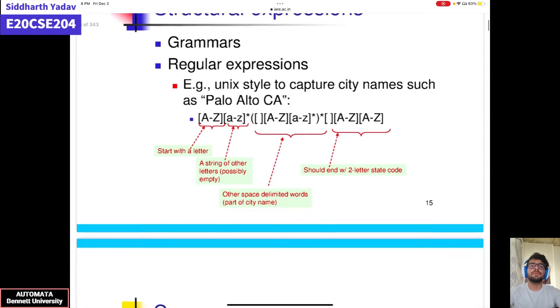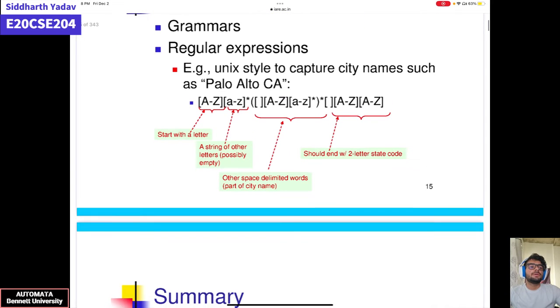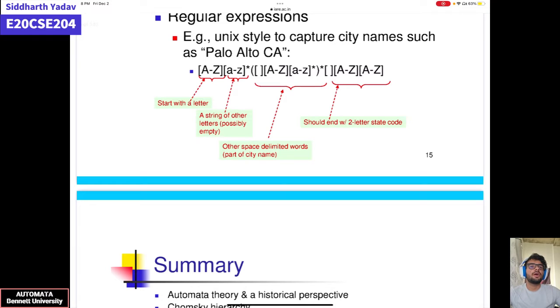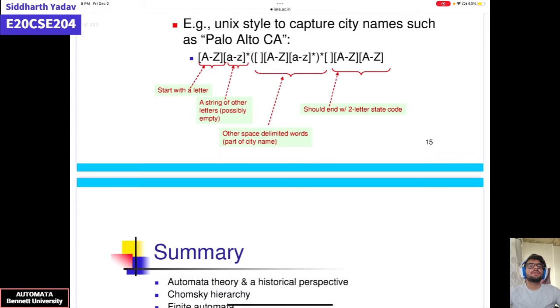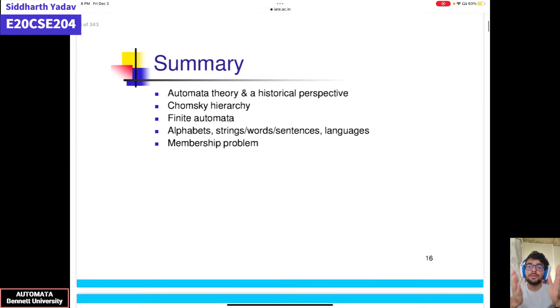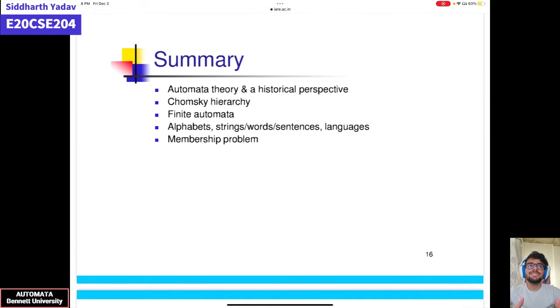Structural expressions, grammar, regular expression: a unique style to capture city names such as Palo Alto. Start with a letter, then a string of other letters, then other states to eliminate words, followed by a two-letter state code. Now, let's have a quick summary of what we studied: automata theory in a historical perspective, Chomsky hierarchy, finite automata, alphabet, string, word, sentence, language, membership problems.